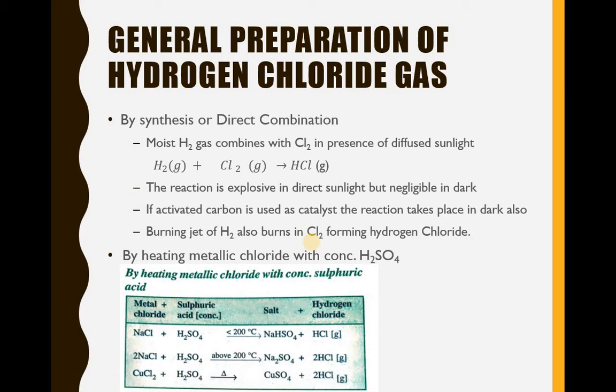Second is by heating metallic chloride with concentrated sulfuric acid. If sodium chloride is reacting with concentrated sulfuric acid at less than 0 degrees Celsius, we get sodium bisulfate and hydrogen chloride gas. Similarly, if the same reaction is taking place above 200 degrees Celsius, we get sodium sulfate and hydrogen chloride gas. With copper chloride and concentrated sulfuric acid, if it is heated, copper sulfate and hydrogen chloride gas is produced.